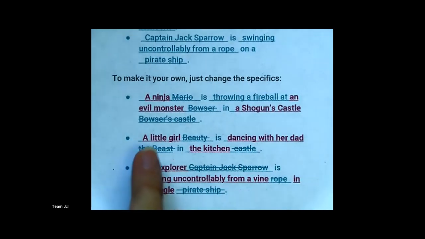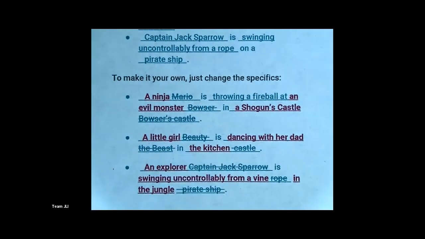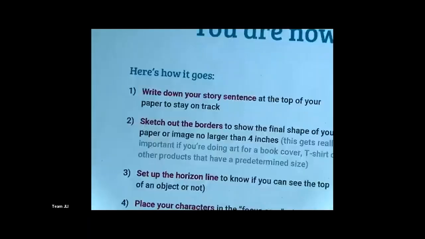If you drew a little girl dancing with her dad in the kitchen, nobody's going to say you copied Beauty and the Beast. You're doing copyright infringement. No, nobody knows. It's all good. You just change up some things. You can change Jack Sparrow to an explorer, swinging uncontrollably from a vine instead of a rope, and he's now in the jungle instead of a pirate ship. Super easy, right? Then, you've got your story.